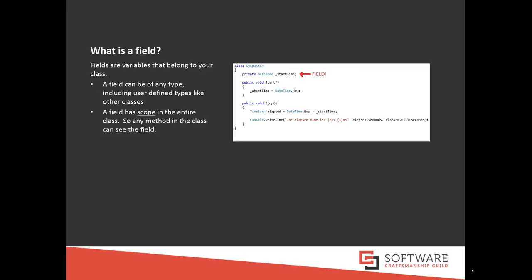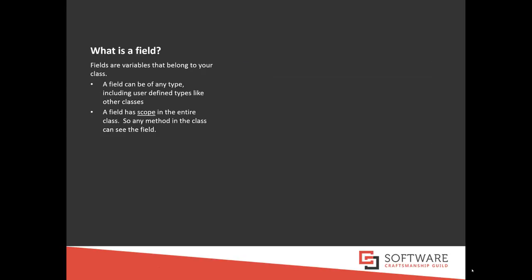If you recall, when we did our stopwatch application, we created a private datetime field that kept track of the start time. And in the start method, we set it to the current date time. And in the stop method, we used it to calculate how much time had been elapsed. That single variable was available in both methods. This is not like a parameter of a method. A parameter is a variable whose scope is only inside that method.